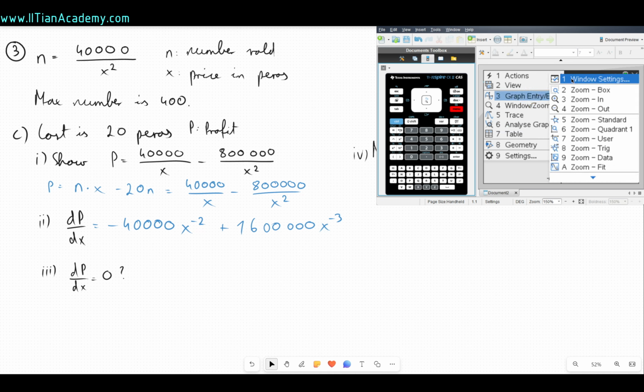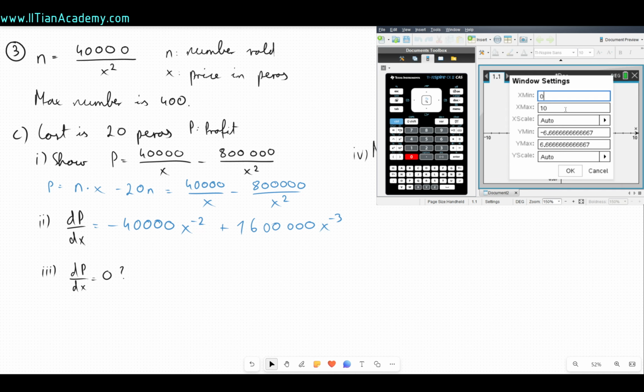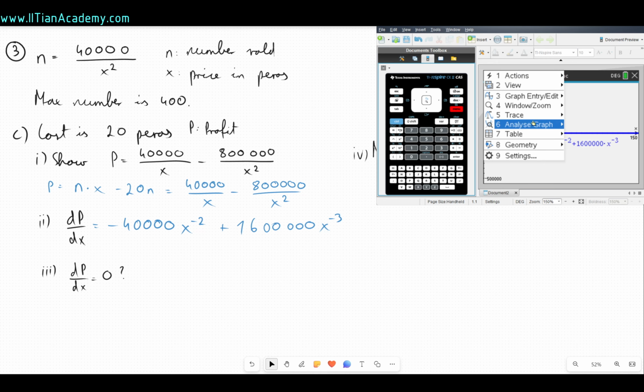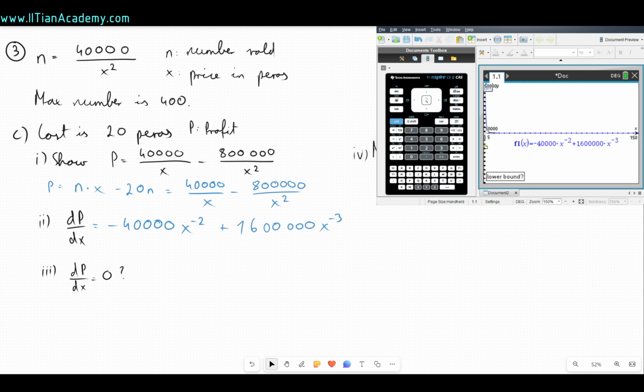So window settings. Let's make x min 0. Let's make this like 150. Then let's make y min like minus 5. And let's make x max 150. Okay, well, we could see if our calculator can already find a 0 here. So there we go, there's the 0. So our 0 is when x is equal to 40.